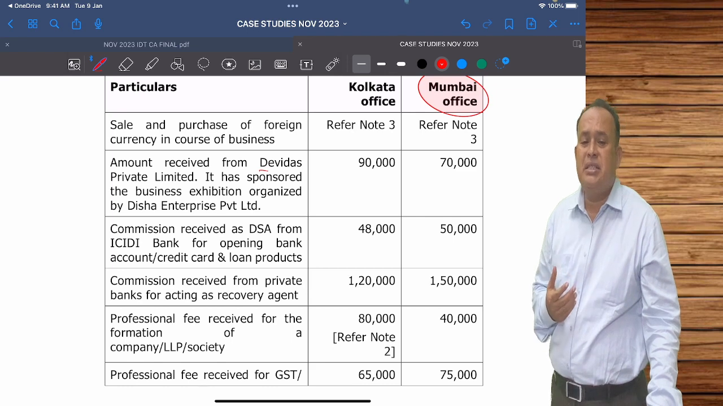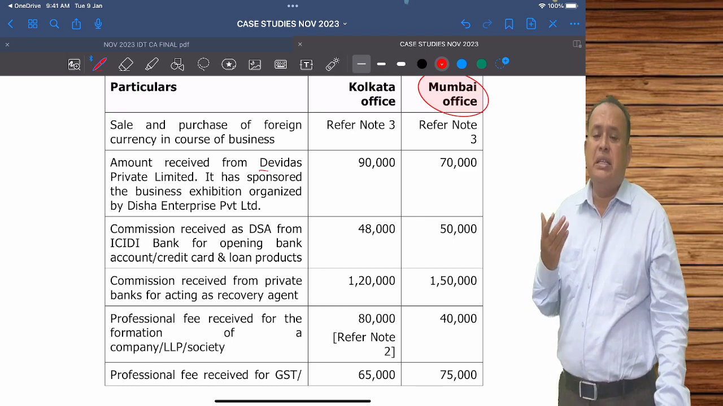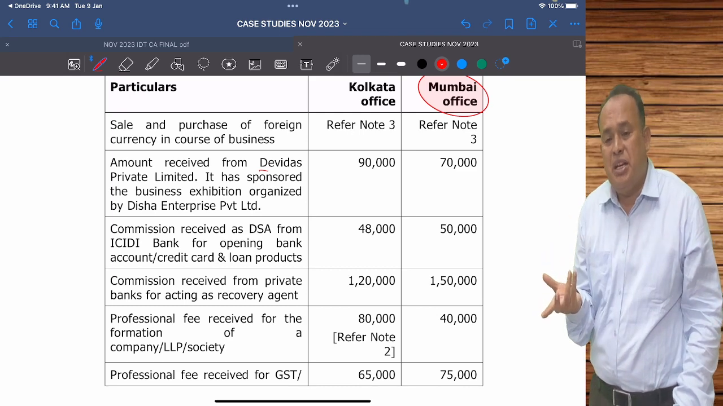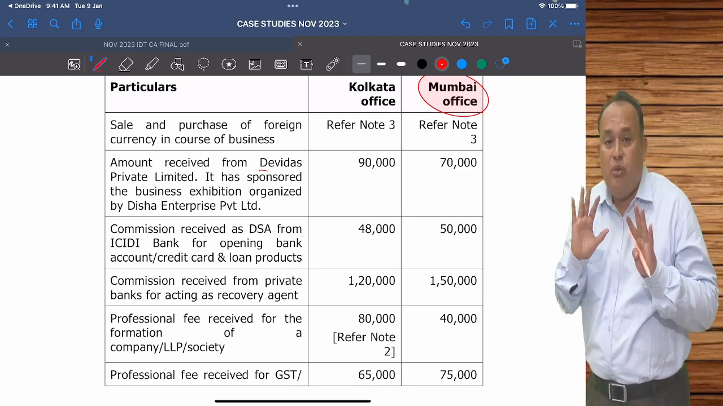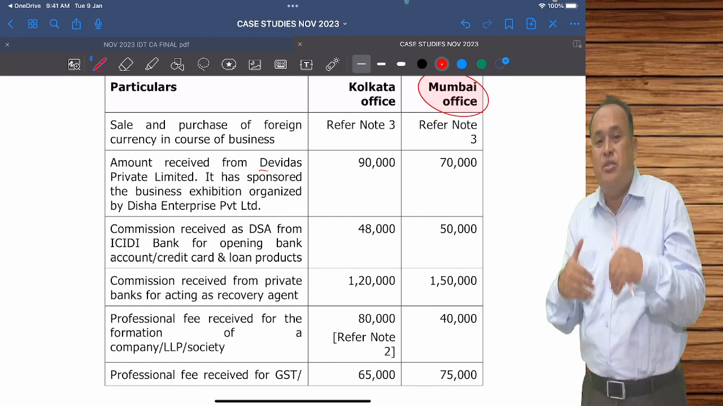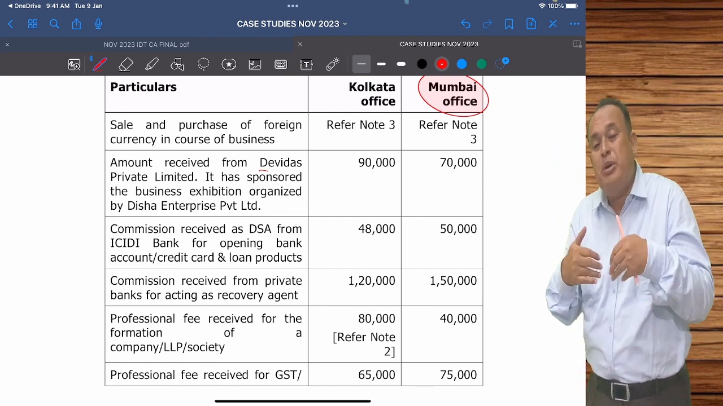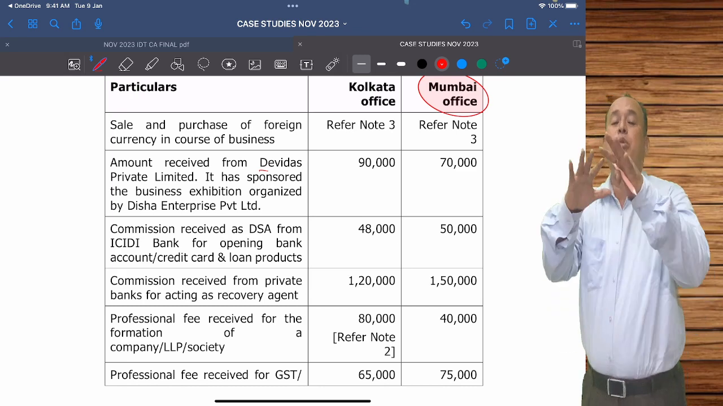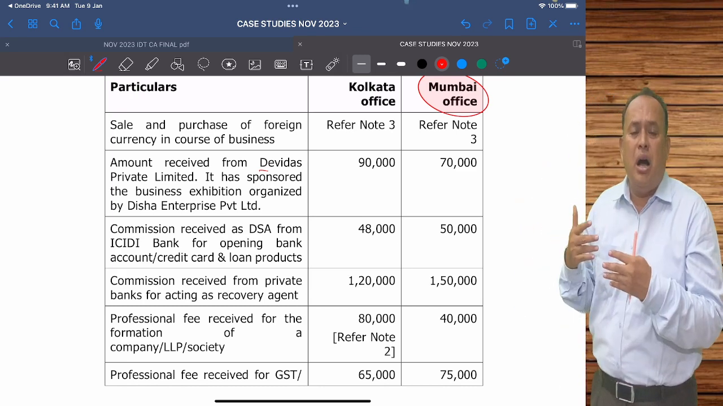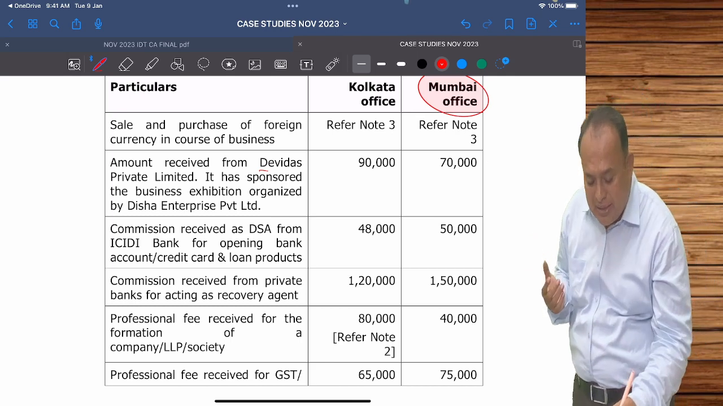Recipient of service, Devadas Private Limited. Here, outward supply of Disha Enterprises, which I don't want. I want to know my inward supply. Disha Enterprises received inward supply, on which the recipient, being Disha Enterprises, is liable to pay GST. That is what we want. Therefore, this is not our inward supply. Therefore, I am not considering this value.